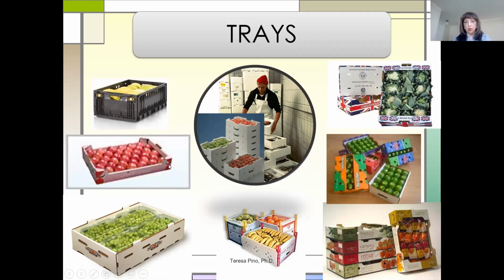plastic, cardboard, or wood. Okay, and there is another type of material also that is used, but we're going to see it later, for fish.